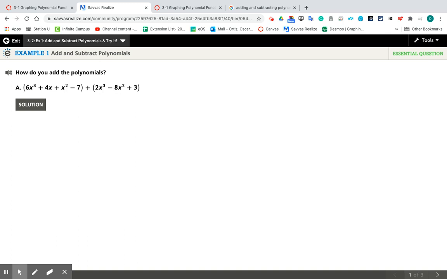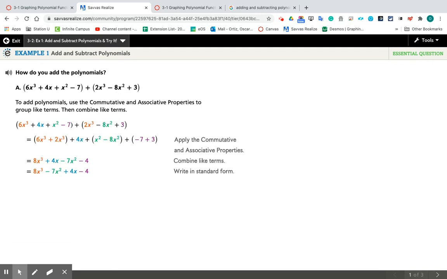In this lesson 3-2, we want to review or learn how to add, subtract, and multiply polynomials. So let's start with example number 1. We want to add those two polynomials, and the main thing is to use the commutative and associative properties to regroup the terms. Notice you're trying to put together terms with the same degree.